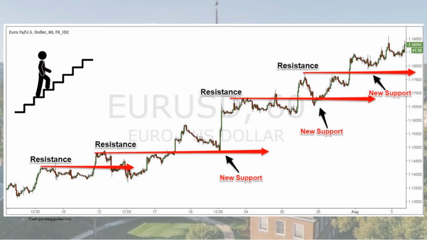Typically in an uptrend, you'll find that a broken resistance will often act as a new support level. The general rule is that an old resistance becomes new support. And of course, you can apply the same rules in a downtrend.